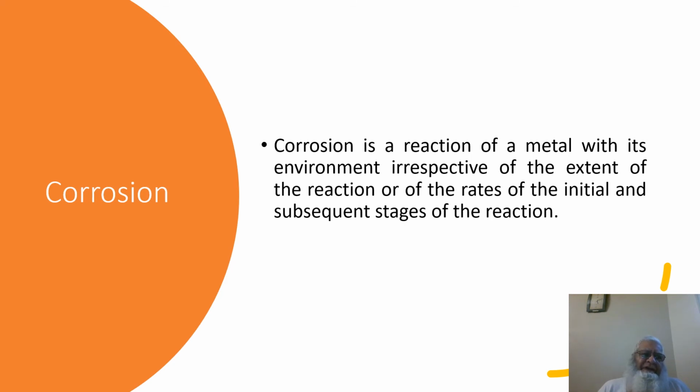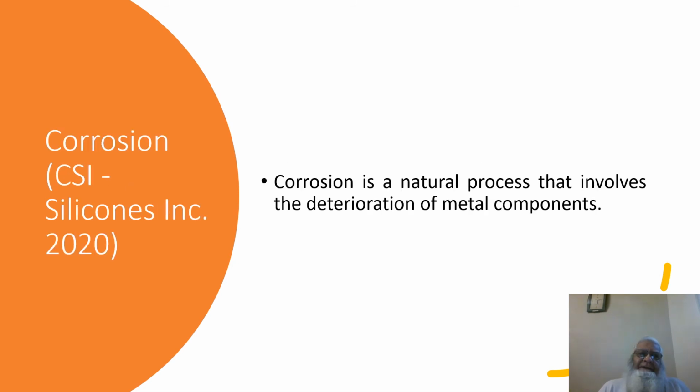This definition is from Corrosion. Corrosion is the reaction of a metal with its environment, irrespective of the extent of the reaction or of the rates of the initial and subsequent stages of the reaction. This definition comes from Silicones Inc., which states corrosion is a natural process that involves the deterioration of metal components.